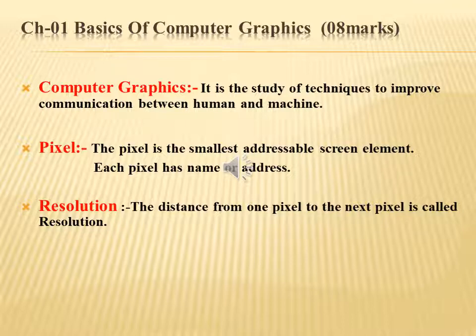First, computer graphics. It is the study of techniques to improve the communication between human and machine. The word computer graphic means the pictures, graph or scene is drawn with the help of computer. Computer graphics involves the technology to access, process, transform and present informations in a visual form. It is the creation of pictures with the help of a computer. The end product of the computer graphics is a picture.